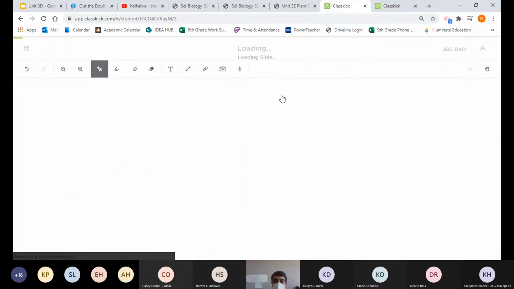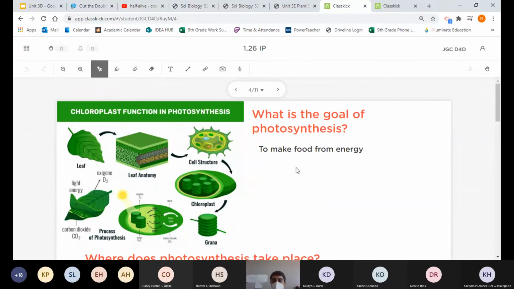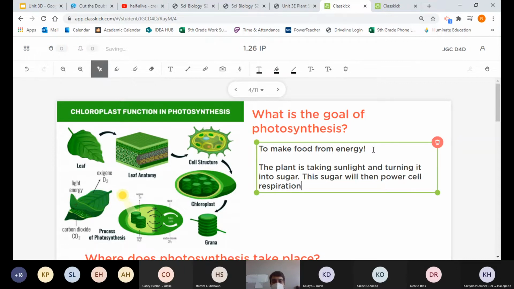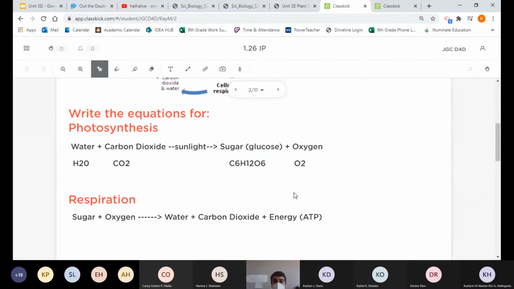Right? So, look back here. Respiration, make energy from food. Photosynthesis, make food from energy. So again, the plant is taking sunlight and turning it into sugar. This sugar will then power cell respiration. That's why I wanted you to have those equations written out so that you can go back and reference them. So if that doesn't make any sense, go back, look at your equations. Don't worry, I'll come back.